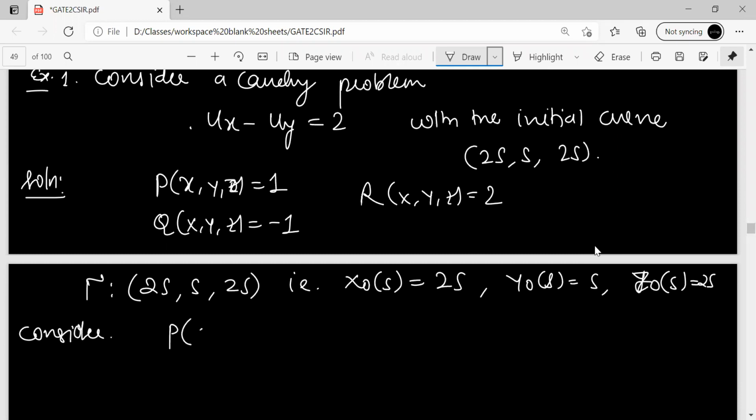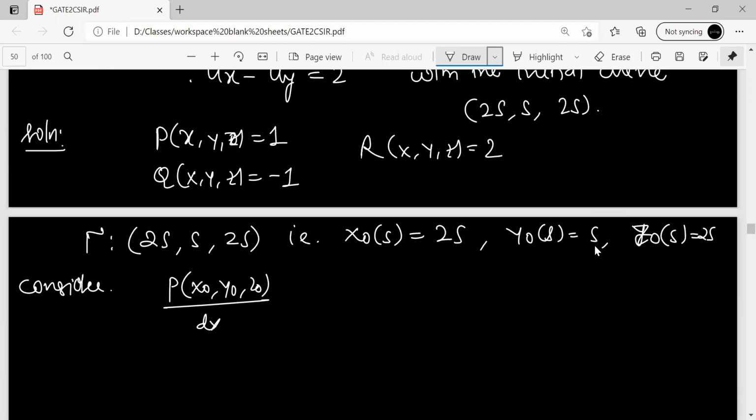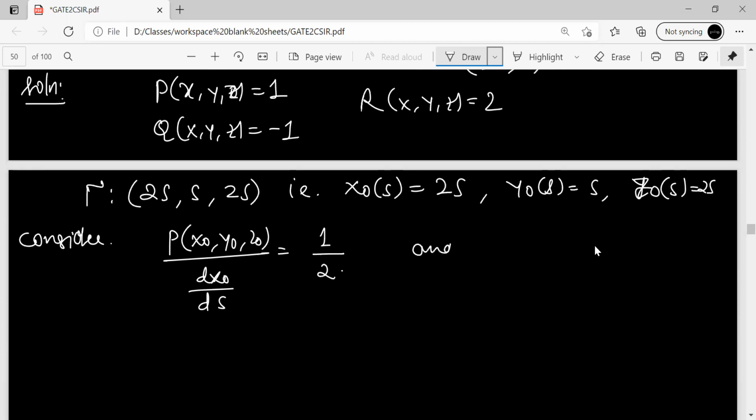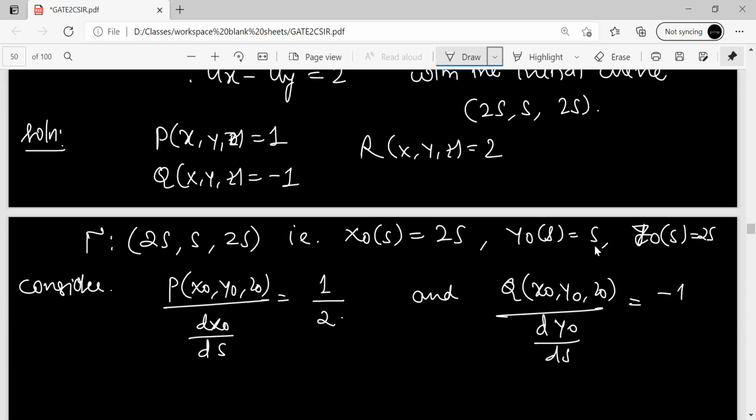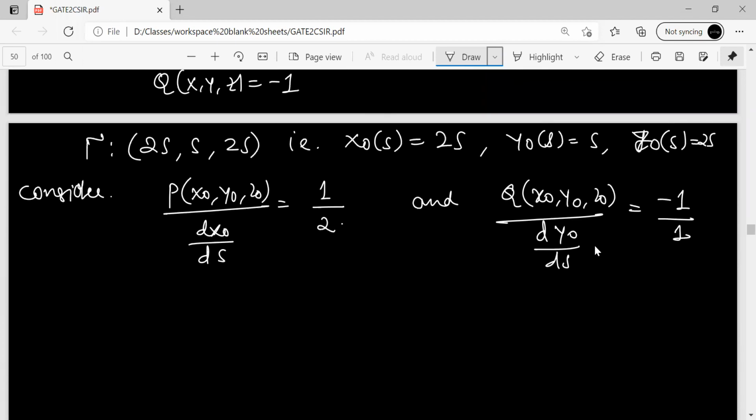Let's consider p of x naught, y naught, z naught on dx naught over ds. So what is that? P of x naught, y naught, z naught, anything you put here, you just get 1. Now if you differentiate dx naught over ds, you get 2. And let's consider q of x naught, y naught, z naught on dy naught on ds. You got q of x naught, y naught, z naught is minus 1. And if you differentiate, you get here 1. So these two ratios are not equal.